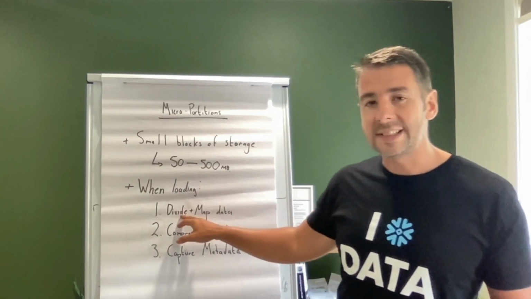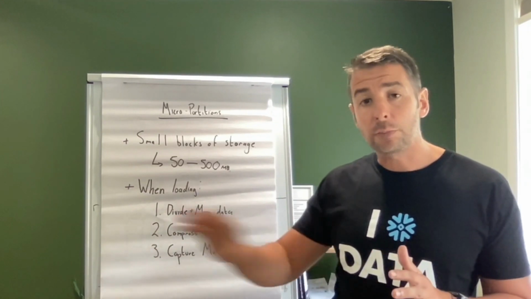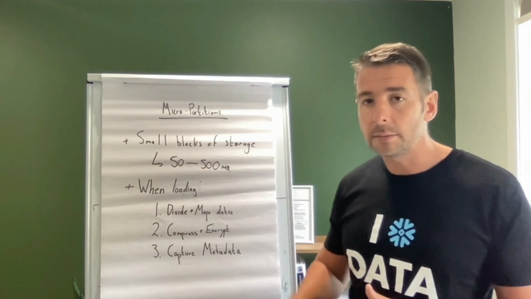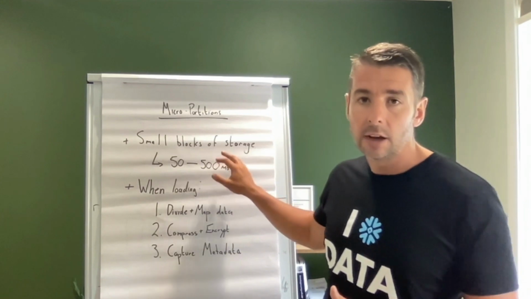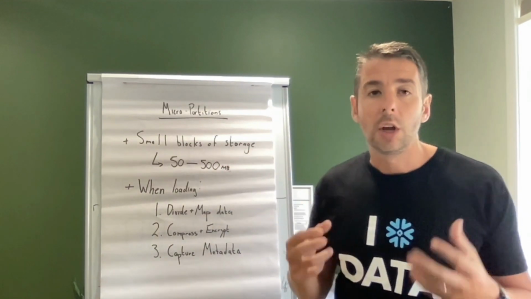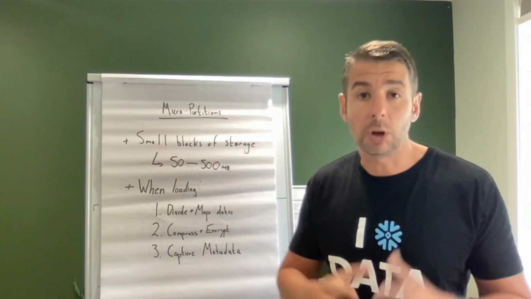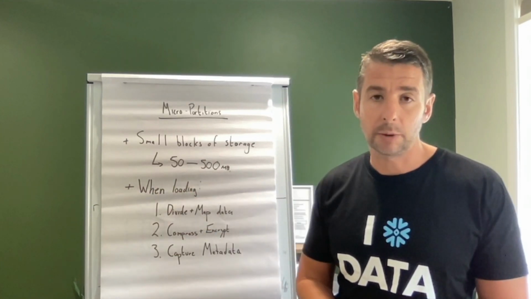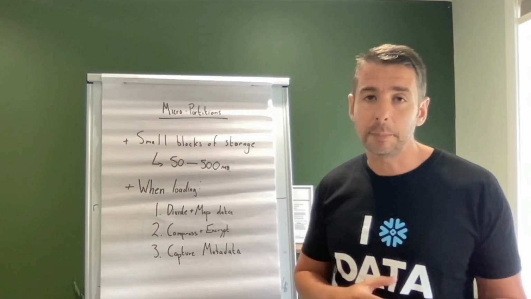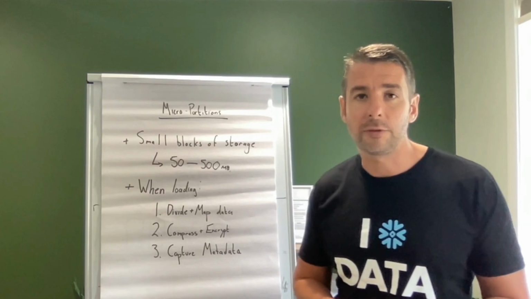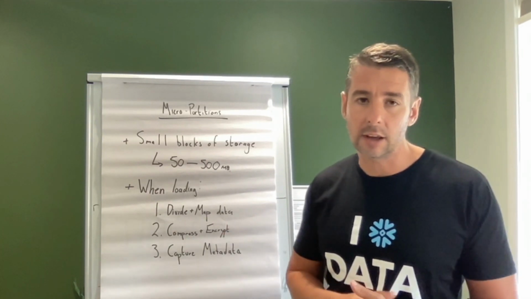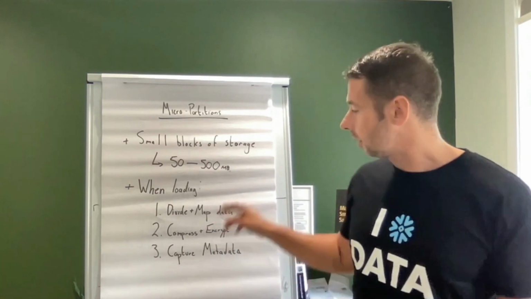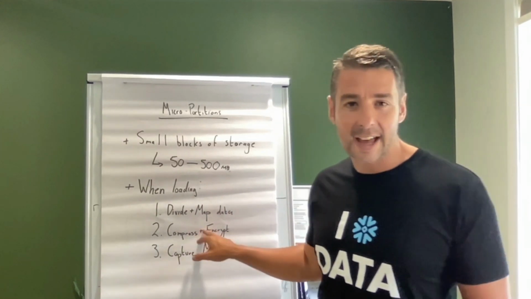The first one is data is divided and mapped across multiple micro-partitions. Now, bearing in mind the relatively small size of these micro-partitions, a very large table could have millions and millions of micro-partitions. And we'll come back to why that's important for Snowflake and for performance in the next part of this chat. The next thing it does is it compresses and encrypts data.